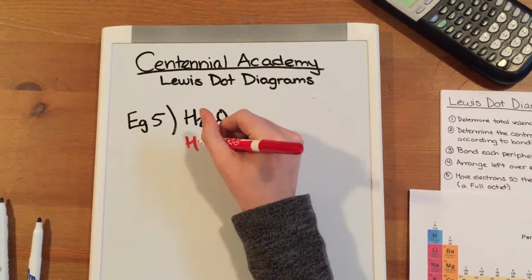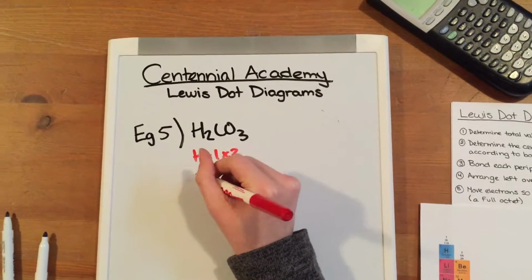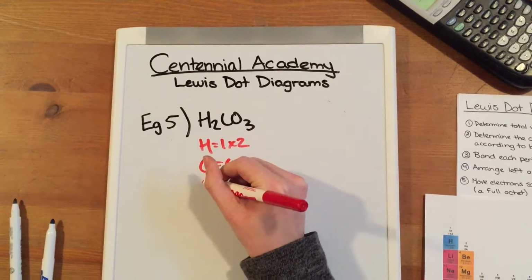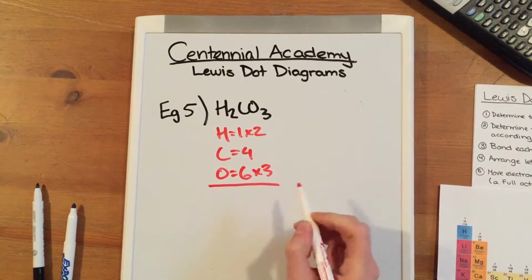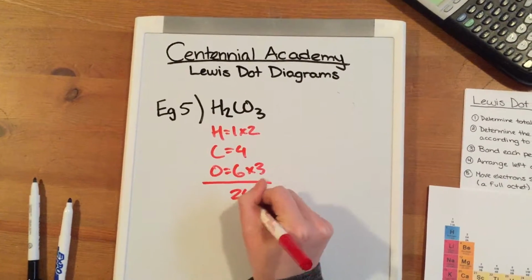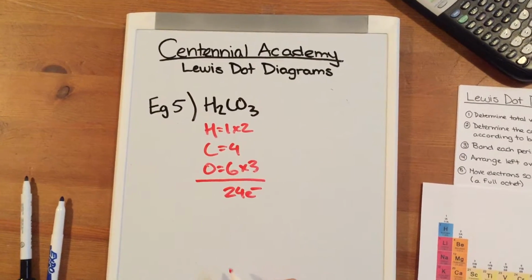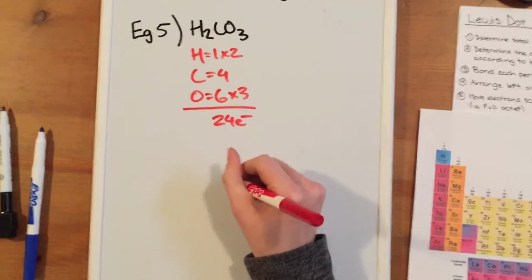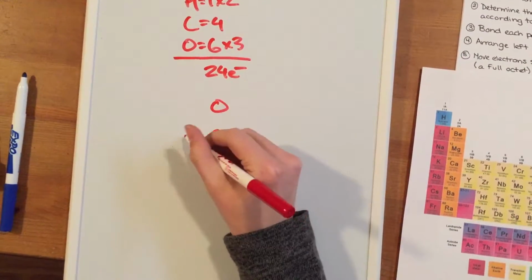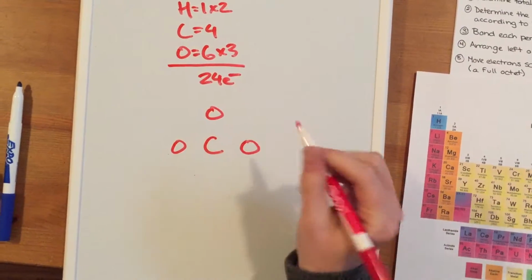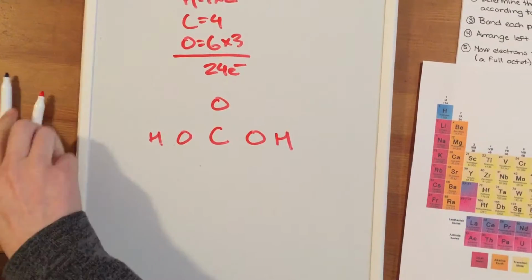So there's a total of 2 hydrogens, which each has 1 valence electron, 1 carbon with 4, and 3 oxygens at 6 each, which makes a total of 24 valence electrons. So in this Lewis dot diagram, carbon would be the central atom because of the ratios, oxygen would be spread throughout, and hydrogens would be on the ends, farthest away from each other.